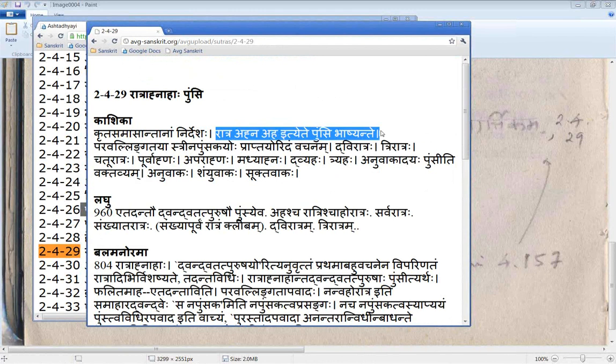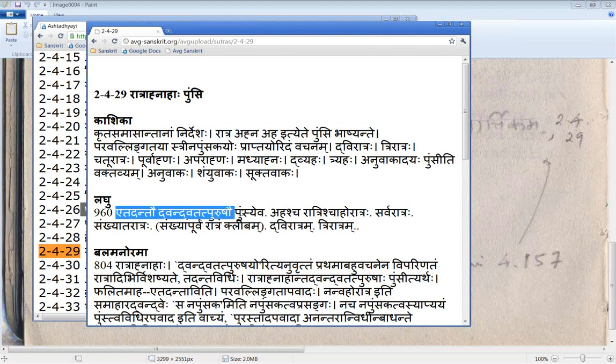So when you have a Samasaha ending in Ratra or Ahna or Aha, then they will be in the masculine only. Laghu Kavi says, Etad Antau Dvandva Tatpurushau Pumsieva. So when you have a Dvandva compound or Tatpurusha compound ending in one of these, Ratra, Ahna, Aha, in fact here, Ahascha Ratrishcha Ahoratraha, Sarvaratraha, and so on, they become masculine.